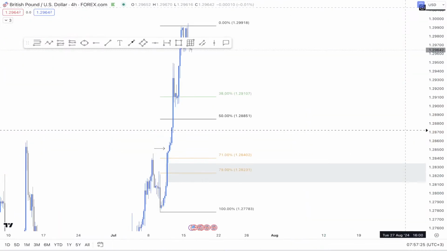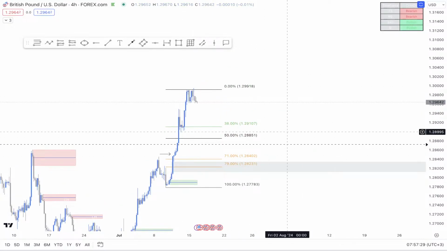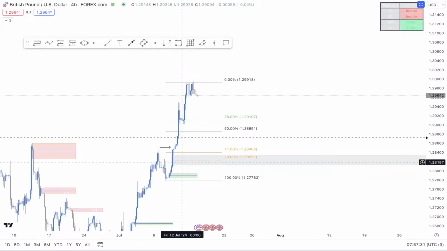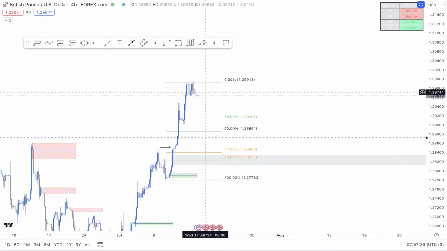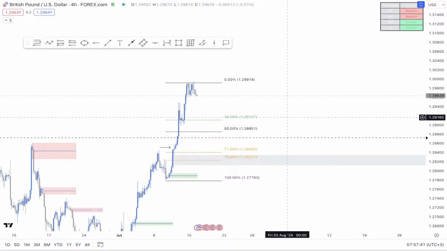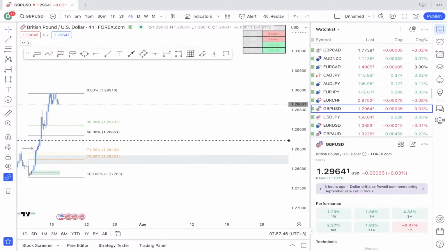GBP USD, things look bullish over here as well. Very aggressive break, fair value gap lining up perfectly with the point of interest. Beneath it, we have a bullish trader order block as well. Daily and 4-hour are both bullish on the trader graph. And now we want to wait for a continuation of this corrective pullback.